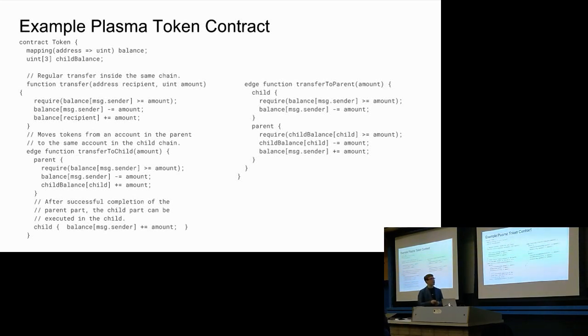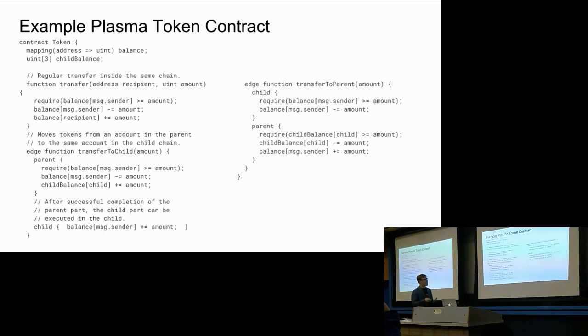Here, the child part executes first. It checks that we have the balance. It removes the amount from our balance, and it vanishes completely. But in the child chain, we will have an event that stores the fact that this part has successfully executed. And then at some point in the future, we have this store hash transaction that stores the current state hash of the child chain in the parent chain.